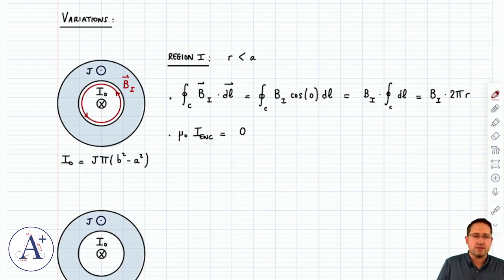I'm going to claim, and we'll see what happens, that B1 is still counterclockwise, even though I actually know that it has to be clockwise, because in region 1, you only encircle one current. That current is into the page. Therefore, B1 must be clockwise. But fair enough. Let's just see what happens.